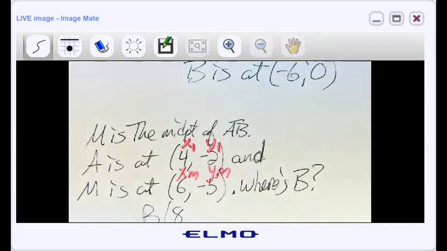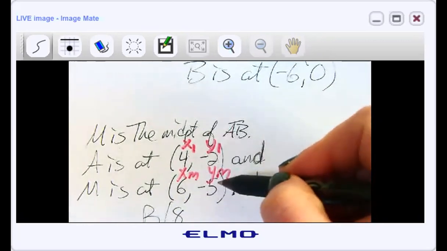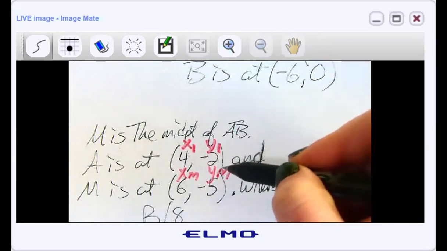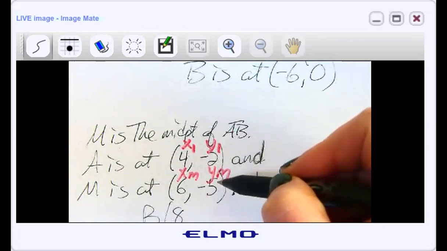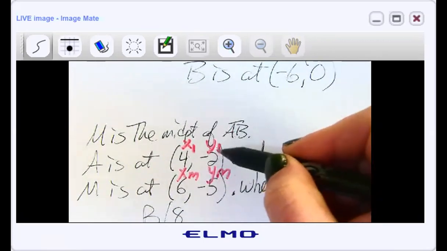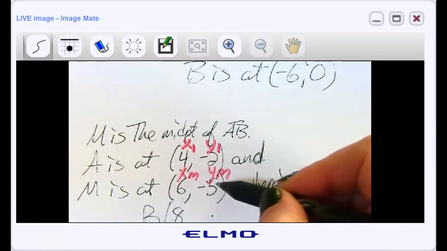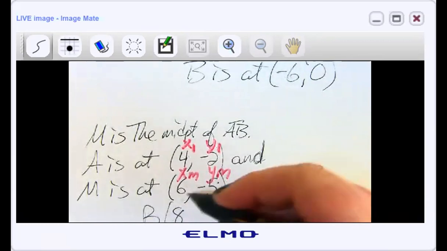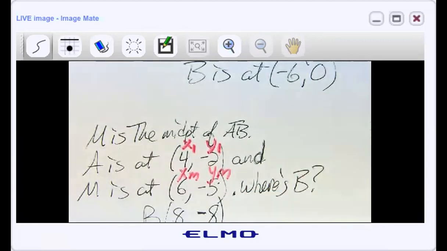Now I'm going to do the exact same thing for the Y's. I was at 2 and I went down to -5. How do you do that? You subtract 3. So now I need to subtract 3 more from the midpoint, right? I went from the endpoint to the midpoint, now I got to go from the midpoint to point B. So I'm at -5, I got to subtract 3 more. I actually get down to -8. Do you see that?